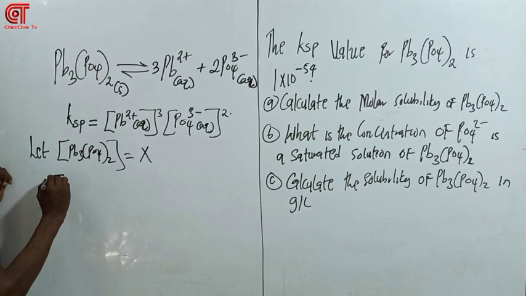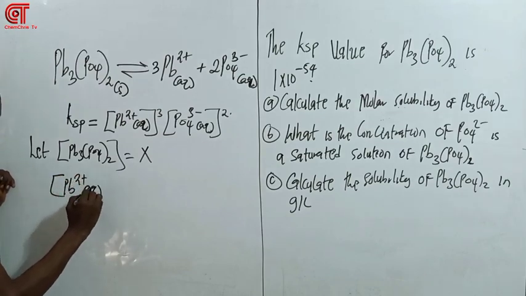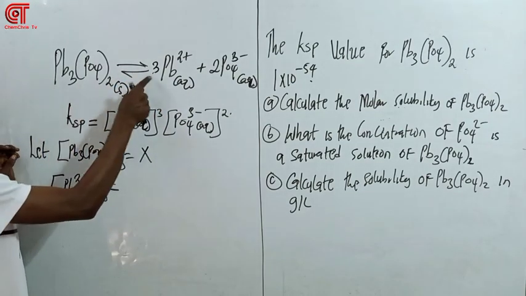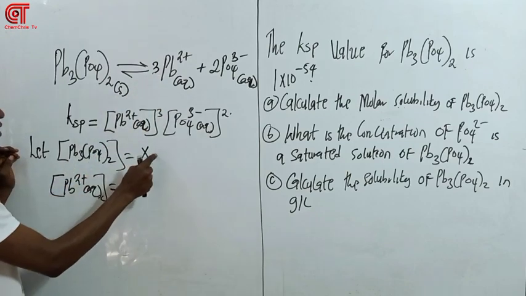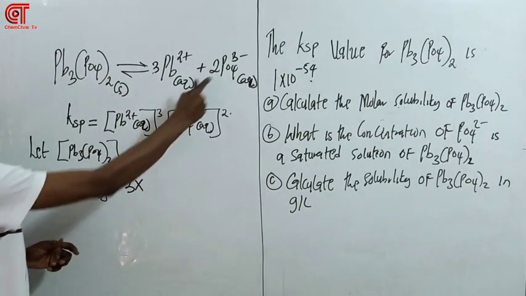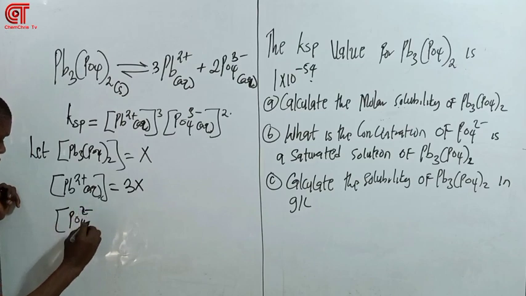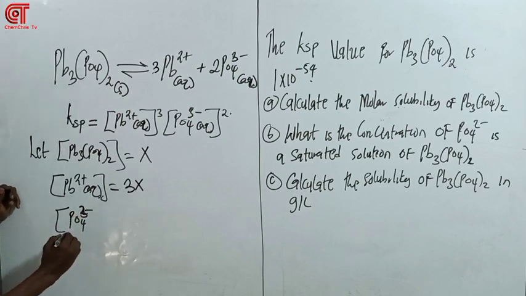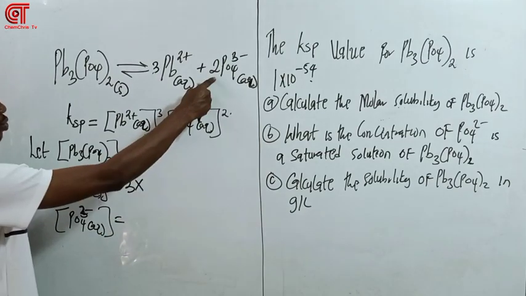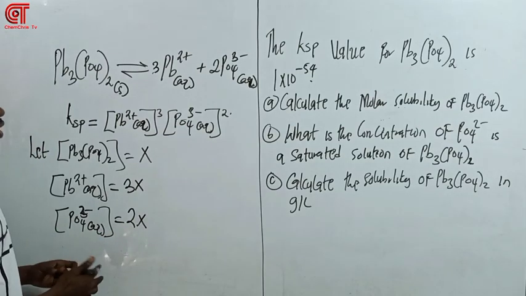So here we have Pb2+ aqueous equals what? How many moles do we have here? 3, that is 1 to 3. So this is going to be 3 times x, 3x. Then for the other one, PO4 3- aqueous equals 2 times x, so it's going to be 2x. So that's what you want to do here.